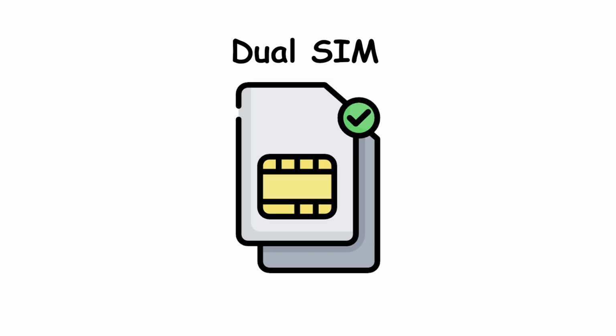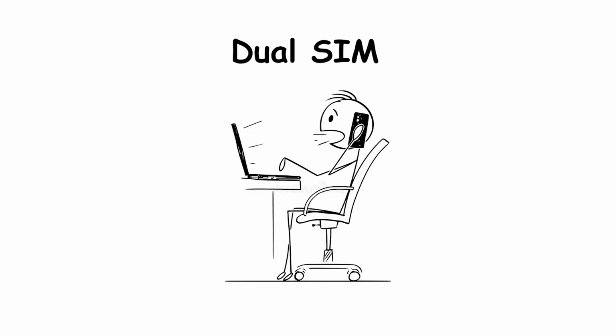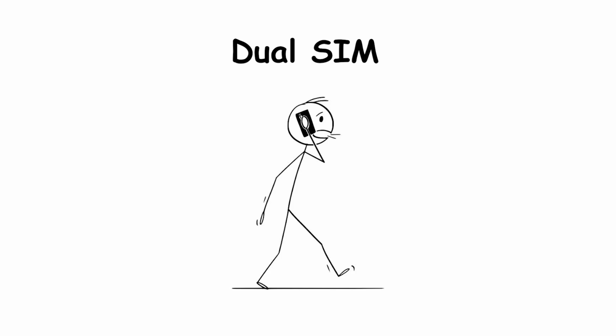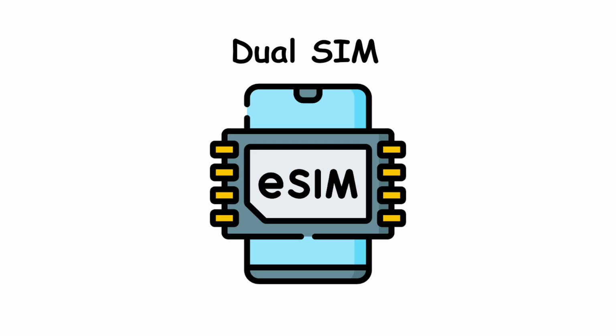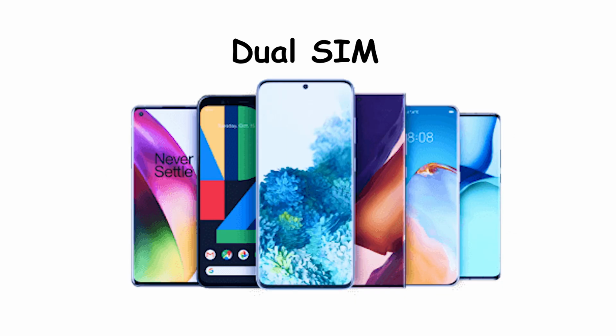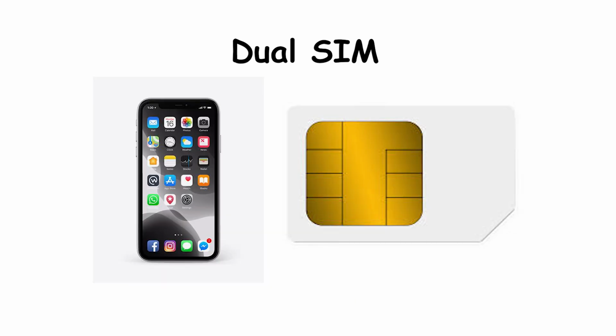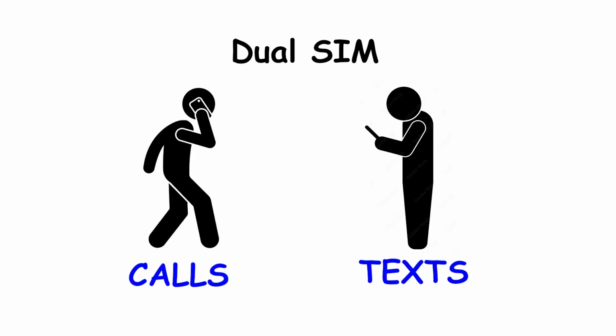Dual SIM. Dual SIM lets you use two phone numbers on the same device. This is useful if you want to separate work and personal calls, or if you travel internationally. There are two types: physical dual SIM, which has two SIM card slots, and eSIM, which is a digital SIM built into the phone. Some phones support both at the same time, but the thing is, not all dual SIM phones let you use both SIMs for data simultaneously. Usually one SIM is active for data, while the other is only for calls and texts.